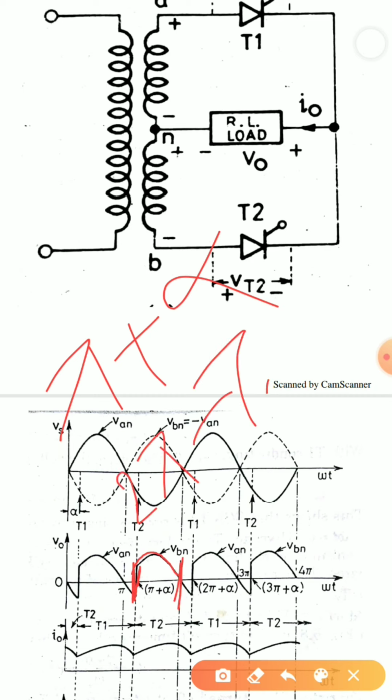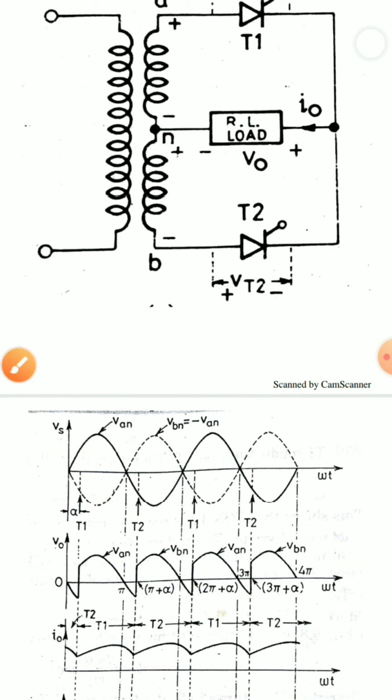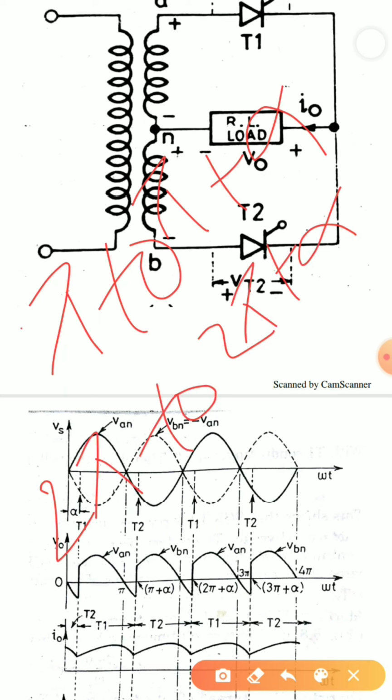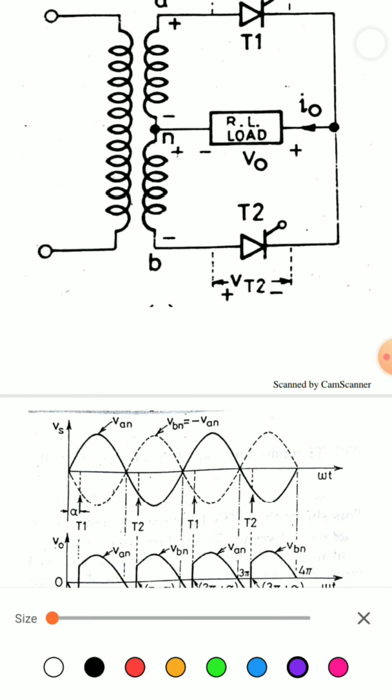Up to 2 pi, thyristor T2 will conduct, and as 2 pi is reached, thyristor T2 becomes reverse biased. During this duration the inductor was charged. The inductor will again discharge and I'll get a small portion in my negative half. Here we can clearly see that my inductor discharges from pi to pi plus alpha and from 2 pi to 2 pi plus alpha. In this duration, my inductor is discharging. Clearly it can be seen about the discharge of my inductor.